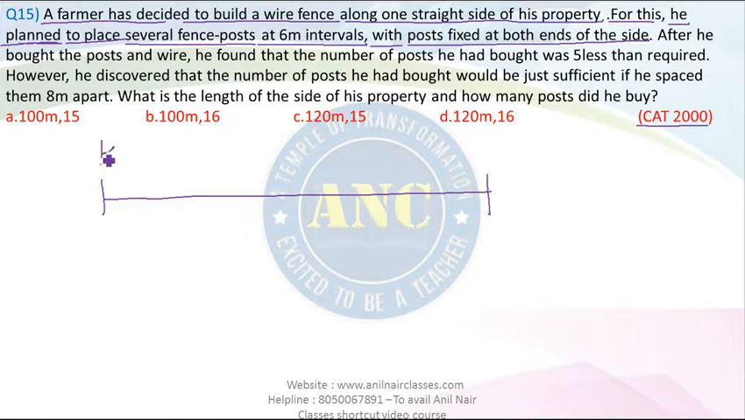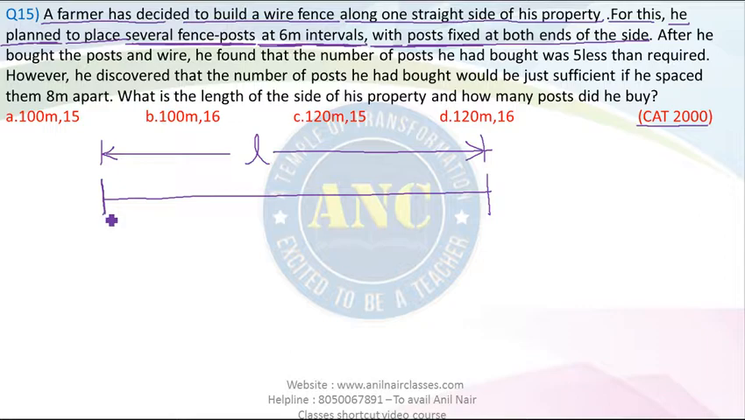That means they are saying that this is the total wire fence. I will call the length of the total wire fence as L meters, since I don't know the length. Now, what did the farmer decide? Farmer planned to place several fence posts at 6 meters intervals. That means every 6 meters he wants to place one post, with posts fixed at both the ends.